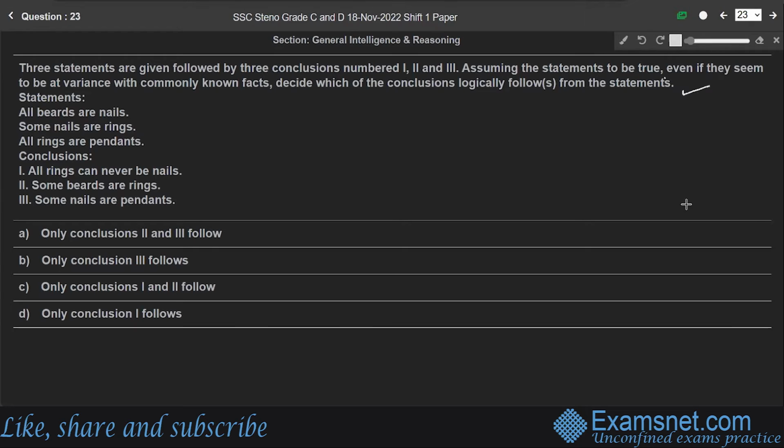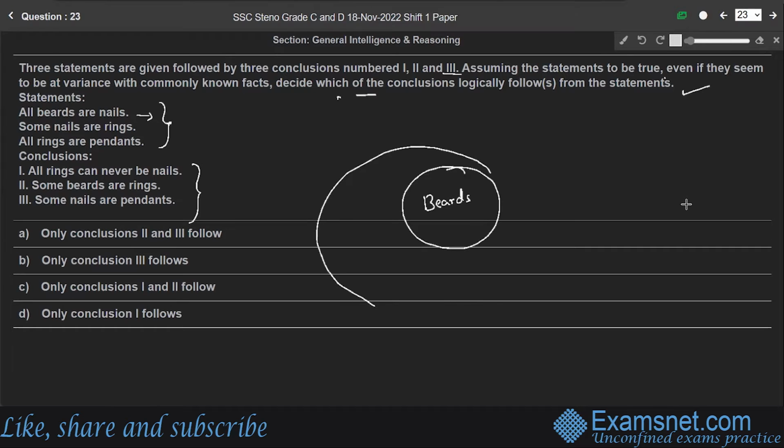Question 23. Three statements are given followed by three conclusions numbered 1, 2 and 3. Assuming the statements to be true, even if they seem to be at variance with commonly known facts, decide which of the conclusions logically follow from the statements. Let us represent the given statements in the form of a Venn diagram. All beards are nails: the set of beards is completely included in the set of nails. And some nails are rings: some portion of nails are rings.